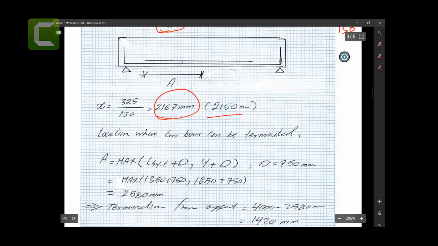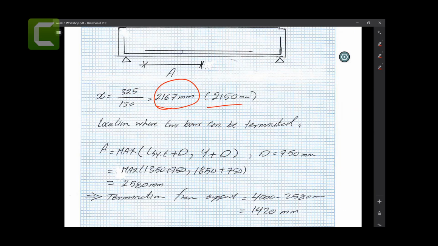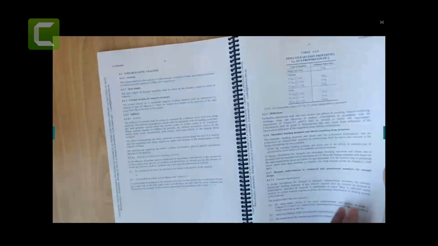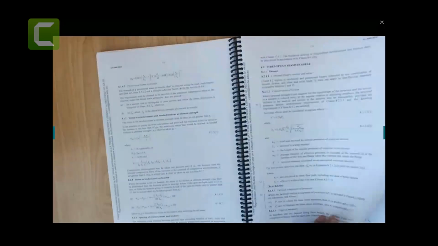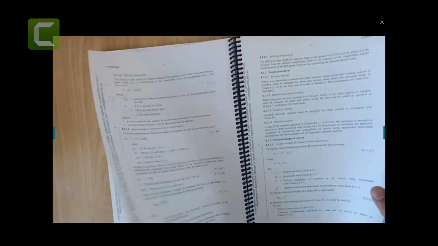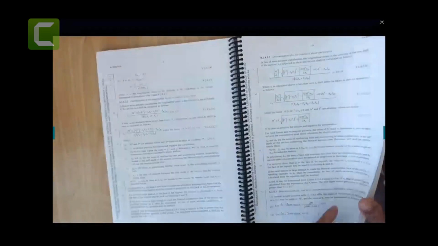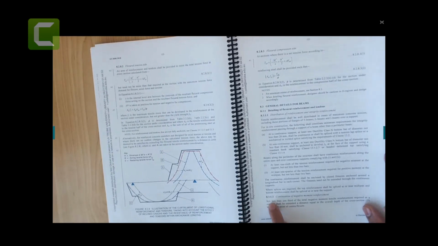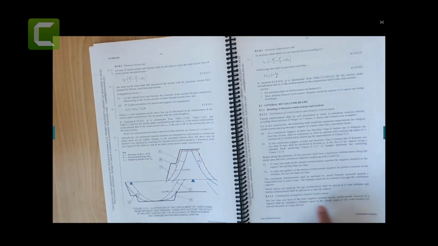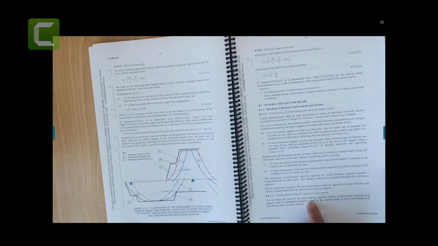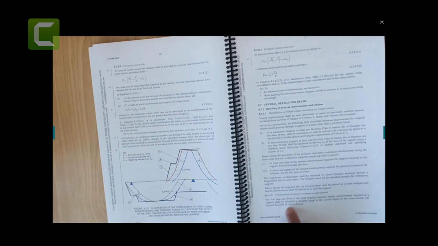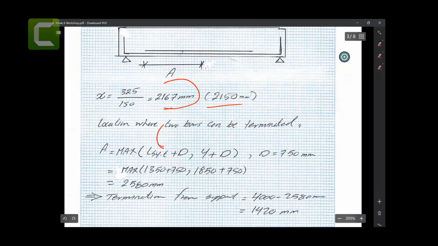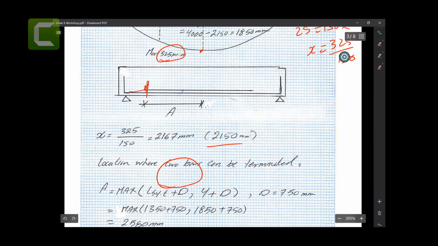Now standards has these provisions. I think I can show it to you here, where they talk about these provisions. If you go to section 8 in the clause, I think yesterday we worked on that one, 8.3.1. They say that not less than 1/3 of the total negative tensile reinforcement required at the support shall be extended a distance equal to the overall depth of the cross section D beyond the point of contraflexure. So you just need to provide extra D. You can't just stop it here. You need to provide extra D.